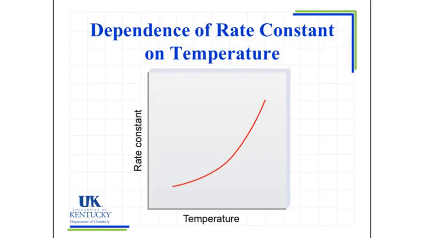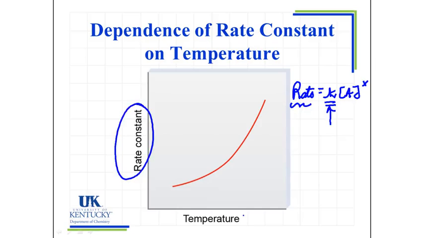I want to write a generic rate law here for a reaction. Rate is equal to k times concentration raised to some power. We have seen that, as concentration goes up, rate goes up, and we've talked about this rate constant being a constant, but only being a constant at a constant temperature. Now, if the rate is going to go up with temperature, where does that play out? It has to play out in the rate constant k. And we see that if we plot rate constant and temperature, as the temperature goes up, the rate constant goes up. It's not a linear relationship, but it is definitely an increase in rate constant with an increase of temperature.